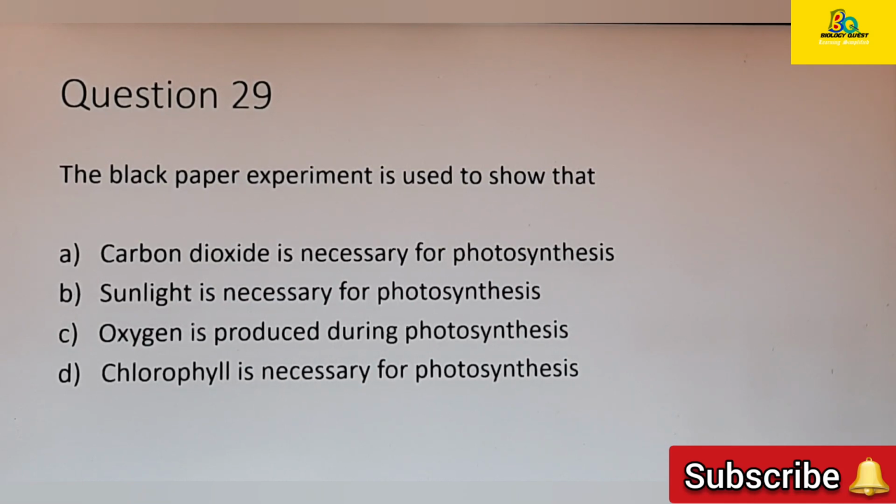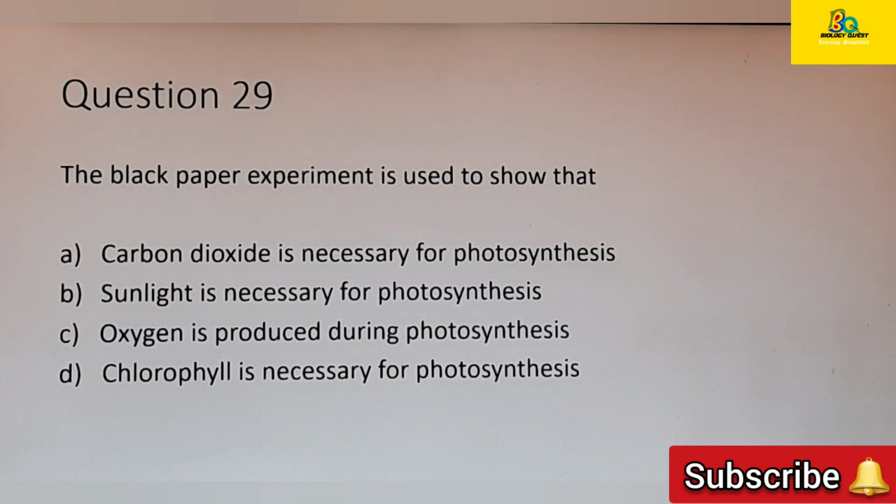Look at the options. Carbon dioxide is necessary for photosynthesis. Sunlight is necessary for photosynthesis. Oxygen is produced during photosynthesis. Chlorophyll is necessary for photosynthesis. Now just think of those different experiments that we have studied. Carbon dioxide is necessary for photosynthesis. For that experiment, what is it that we use extra?